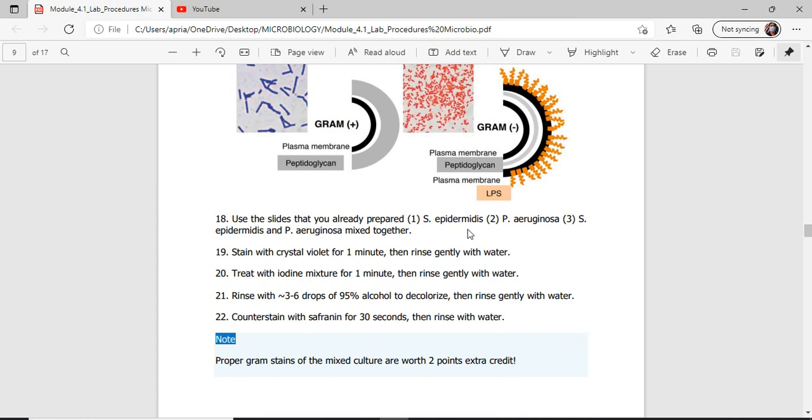So you have here, same yung mga procedure sa mga Staphylococcus epidermidis, Pseudomonas aeruginosa, and your Staphylococcus extra, mixed together sa mga slide. Kaya mixture of your Staphylococcus epidermidis kag Pseudomonas aeruginosa. Because they are two different species of bacteria, therefore they will have a different morphology and also ilang gram staining.